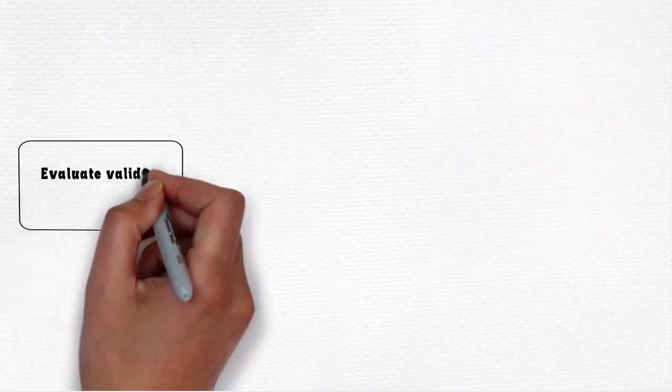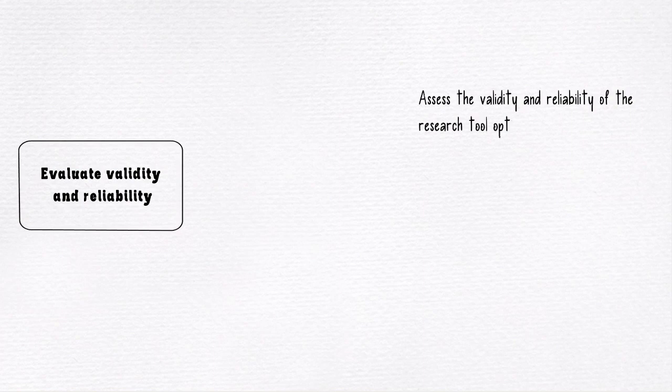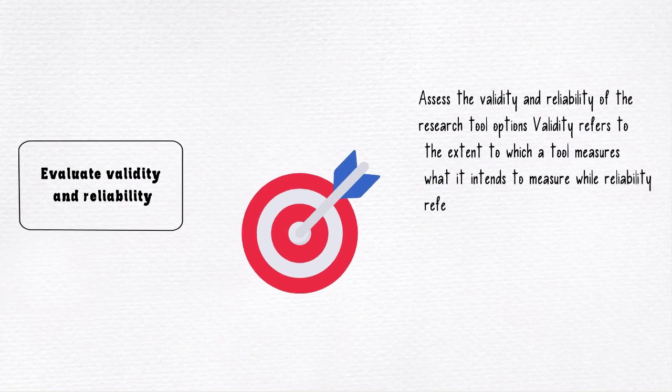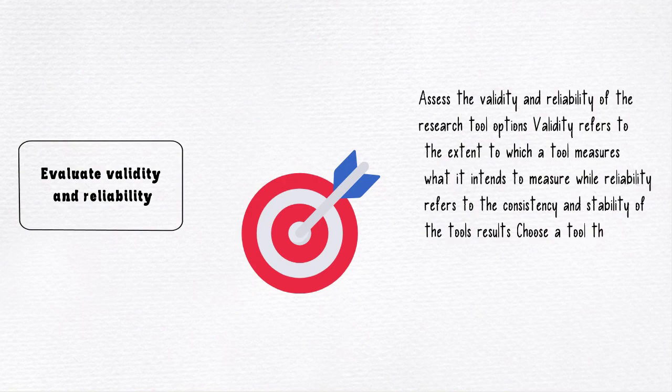Evaluate validity and reliability. Assess the validity and reliability of the research tool options. Validity refers to the extent to which a tool measures what it intends to measure, while reliability refers to the consistency and stability of the tool's results. Choose a tool that has been validated and has demonstrated reliability in previous studies.